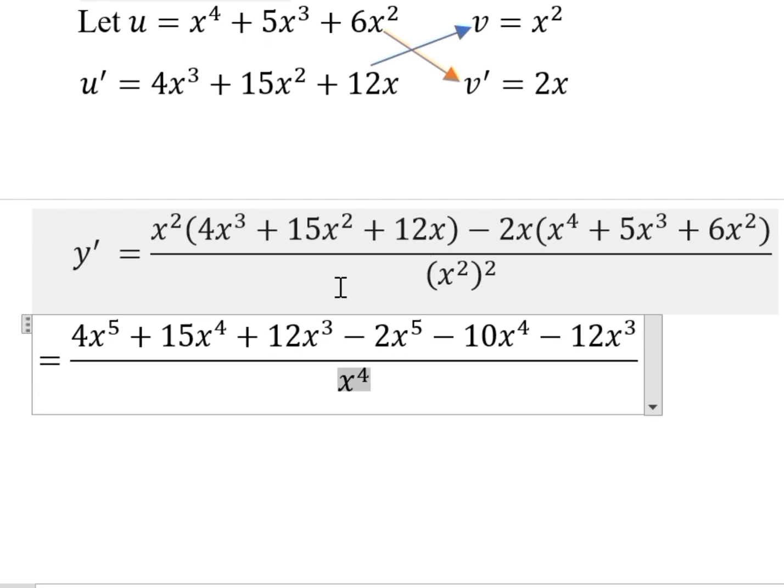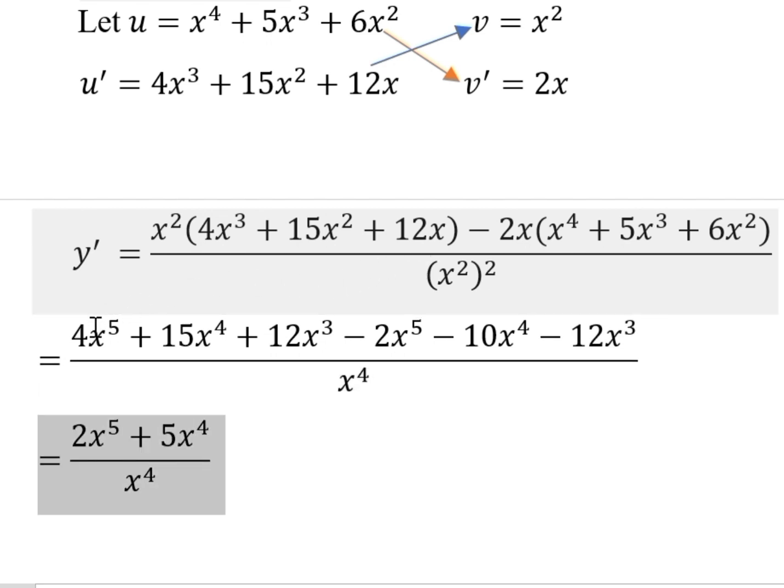Now, putting like terms together, we have 4x raised to power 5 minus 2x raised to power 5, giving us 2x raised to power 5. 15x raised to power 4 minus 10x raised to power 4 will give us 5x raised to power 4. 12x cubed minus 12x cubed cancel. Then we have the denominator, which is x raised to power 4.